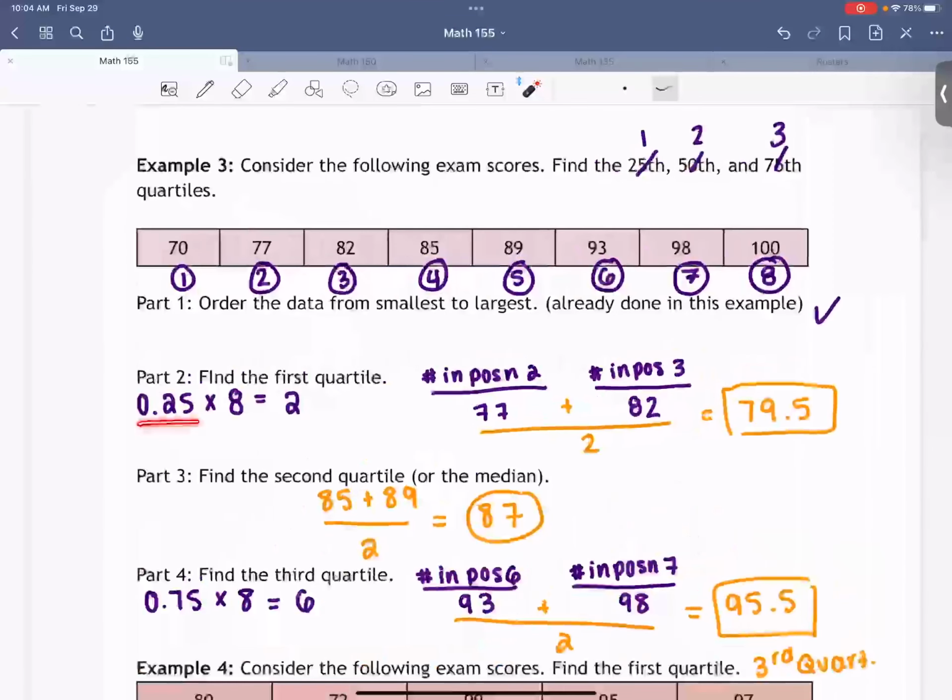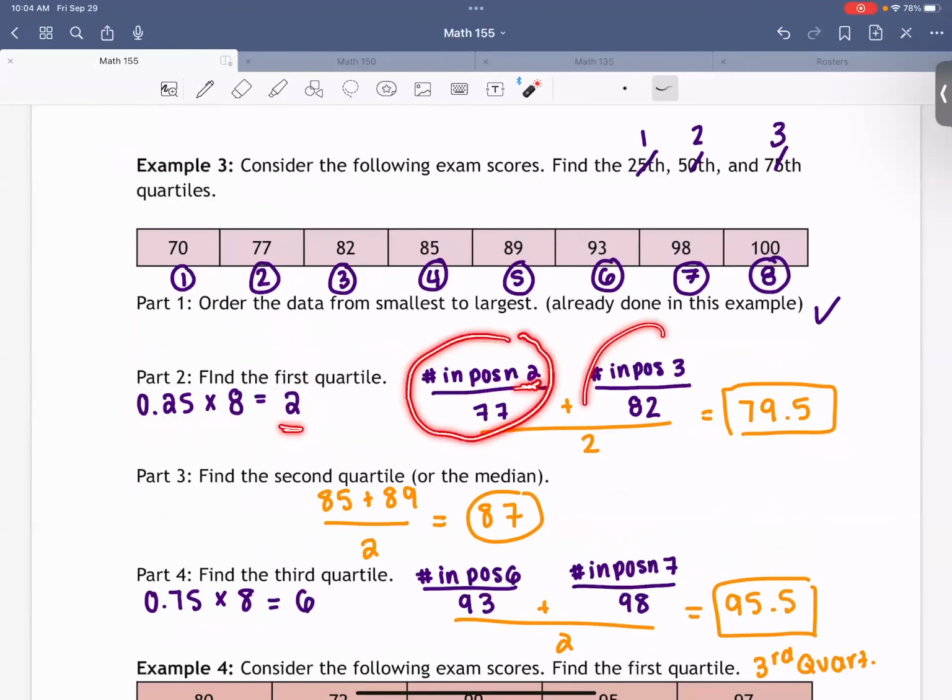Now, let's just say you multiplied together and you got a whole number. Well, then we don't do the rounding up thing because we have a whole number. What you're going to do is find the number in that position that you calculated. For example, position 2. You're going to find the number in position 3, and you're going to take the average of the two to get your quartiles. Very similar to finding the median.